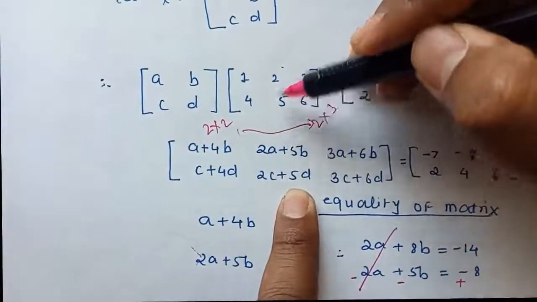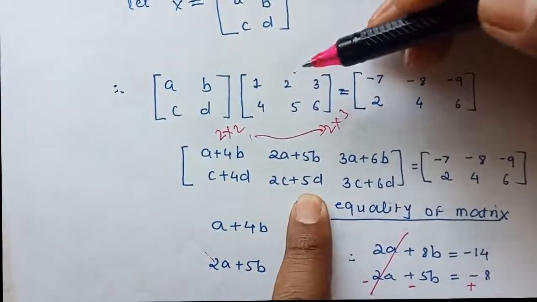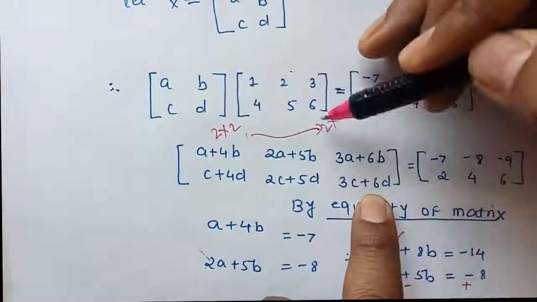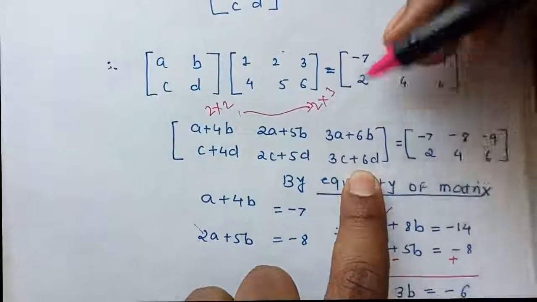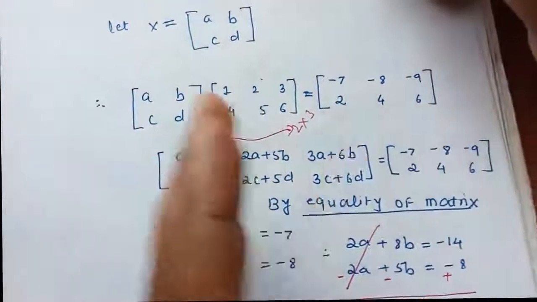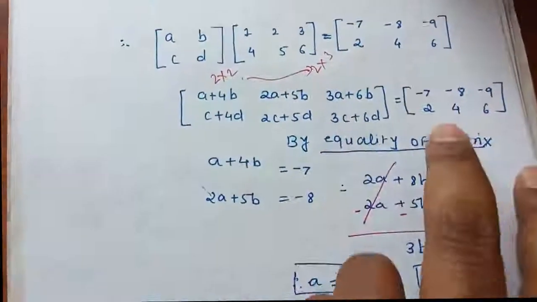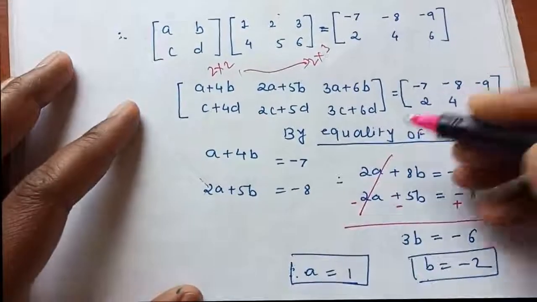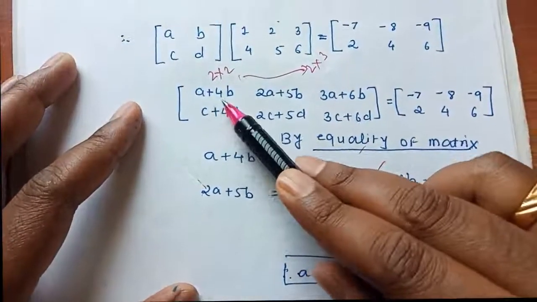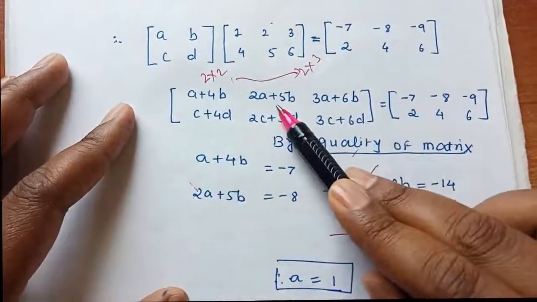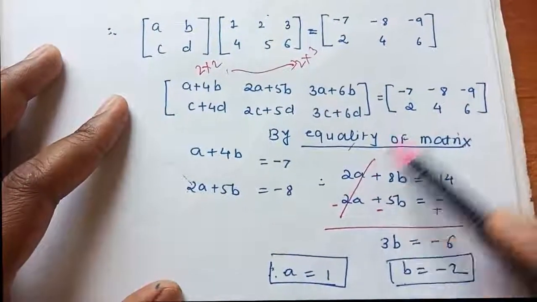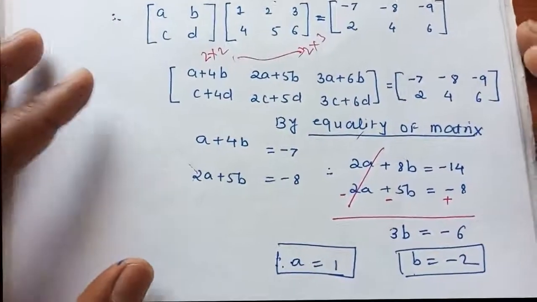Second row, second column, so second element of second row, and second row, third column, so third element of second row. In this way I can multiply these two matrices and equate to the given matrix. Now again it is the equality of matrices. Equate a1 plus 4b is equal to minus 7, 2a plus 5 is equal to minus 8, and respectively find the A, B, C and D values.